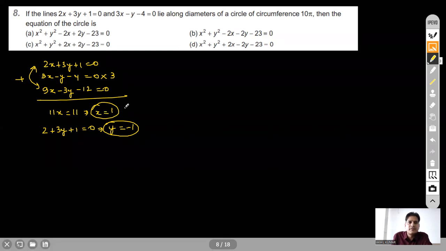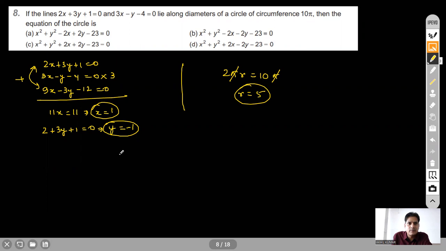Since we know the center of this circle, and we also know the radius. The circumference of the circle is given. So this 2 pi r will be equal to 10 pi. So this pi, pi will be cancelled. Then the radius of the circle will be 5, right?